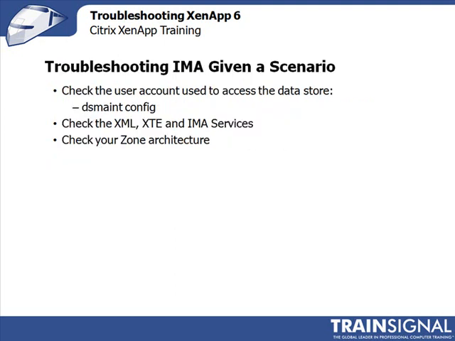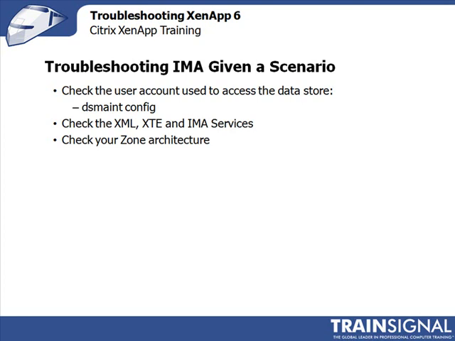Alright, so let's start off with troubleshooting IMA. The IMA service has to be functioning on the XenApp server in order for that server to properly communicate with the data store and to communicate with the data collector, etc. Now, the first thing you want to check is obviously, is the IMA service running? If the IMA service is not running, then that's your problem, and you'll have to check to see why the IMA service is not running.